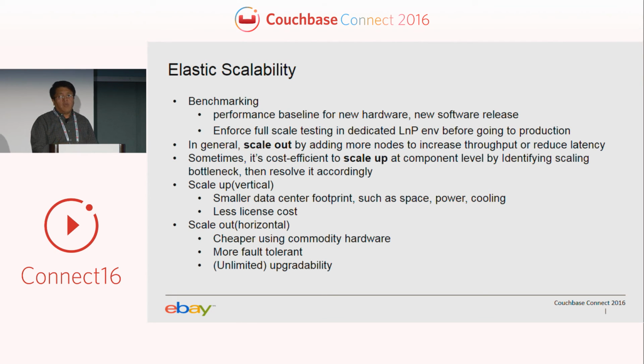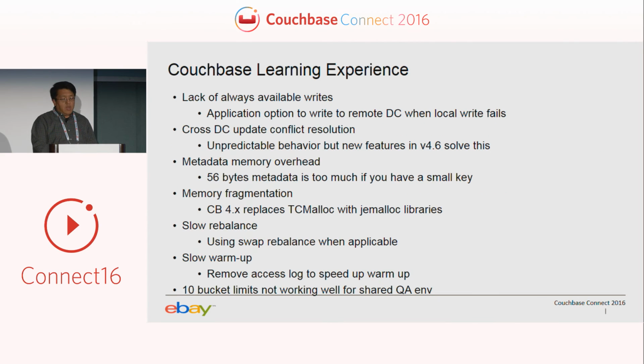That's one thing we learned pretty hard last year. For the last 2 slides, we want to go through a very quick learning experience. Because of the failover grace period, we lack always available writes. So we do have a workaround within the application. The application can make a decision: if they get a write fail exception, they can opt to write to a remote data center. Even though you get extra latency, that guarantees you don't lose a single write. We also have update conflicts, which in 4.6 is all last write wins. That's very simple.